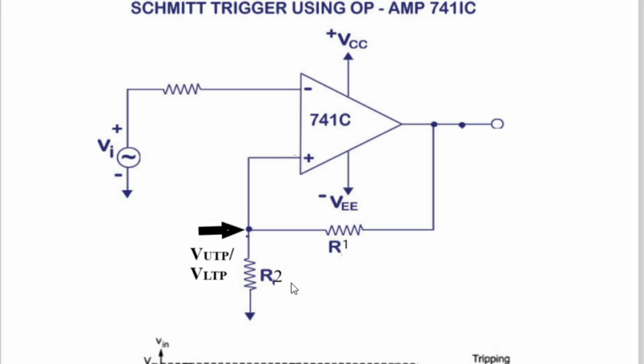Today in our lecture we have taken R1, R2 the same, plus VCC equal to 12 volt, minus VEE equal to minus 12 volt. Therefore our upper trigger point is plus 6 volt and our lower trigger point is minus 6 volt. So this is the point where you can change that.